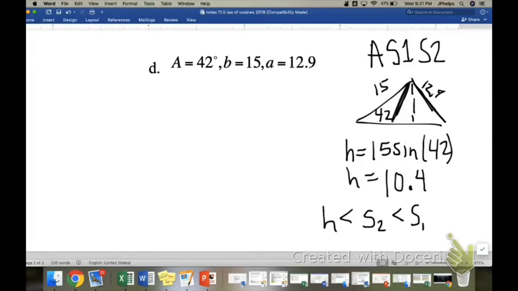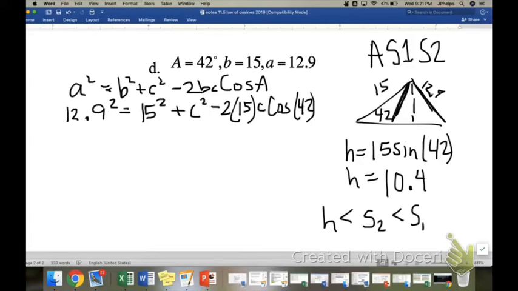So we're going to be using the law of cosines for this, and we are given angle A is 42 degrees, which means we need to write this formula so that we've got a squared equals b squared plus c squared minus 2bc cosine of angle A. We can plug in the numbers that we have, and it's going to look a little bit different. So this is minus 2 times 15 times c cosine of 42.